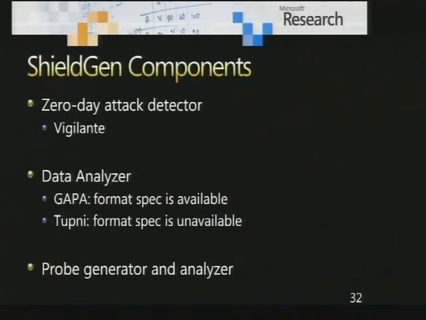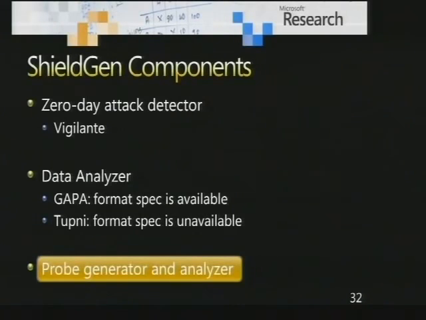For the zero-day attack detector, in Shiogen we use Vigilante, and for the data analyzer, if the format spec is available, we just use GAPA. If the format spec is unavailable, we can use TUCNI to reverse engineer the format of the attack instance. Next, I will focus on the probe generator and analyzer.